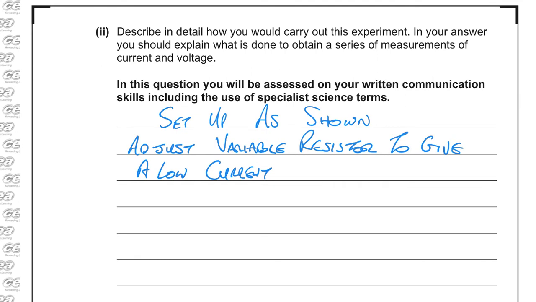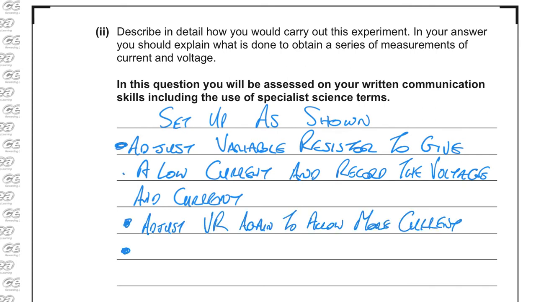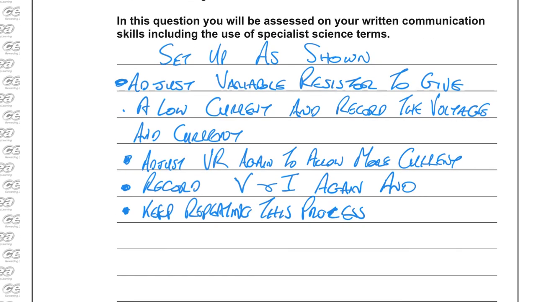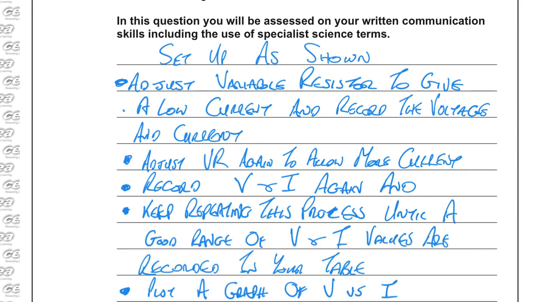So we need to set up as shown and adjust our variable resistor to give a low current. We record the voltage and the current at that low value, and then we need to explain how to increase the current and voltage using the variable resistor, get more current, and basically then repeat that as we record V and I through the experiment. And so you'll be repeating that process of adjusting the variable resistor and getting more voltage and current values until you've got a good range of current and voltage values. And then at the end of that, after your table has been completed, you would plot a graph of I versus V.